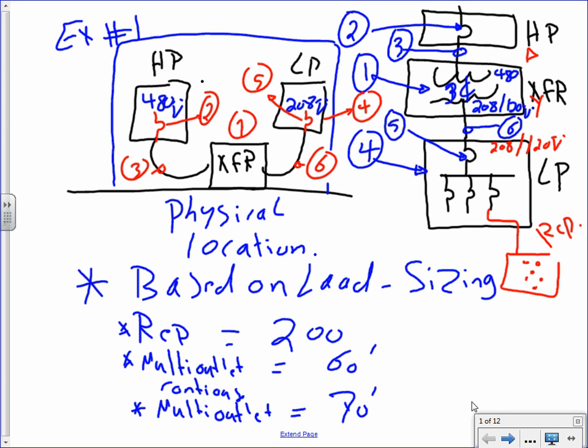From the transformer, we'll be feeding 208/120, so we can get our 120 receptacles, and lights, if any. Typically, guys, lights in a commercial building, we burn them at 277. The only thing different that we need is 208/120 for receptacles. Okay. So this is how it's going to look physically, the physical location.